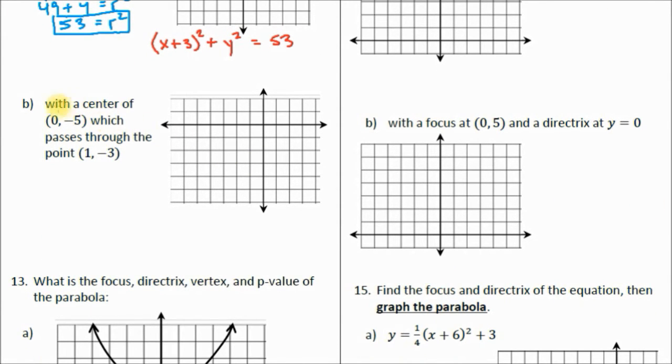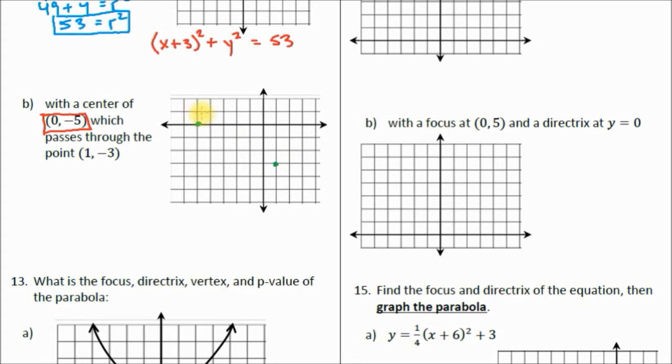What about the equation of a circle with a center at (0, -5)? So again, we've already been given the center of the circle, and it passes through the point (1, -3). All right, let's find these points. This is 0, 1, 2, 3, 4, 5. (0, -5) is our center. It passes through (1, -3).